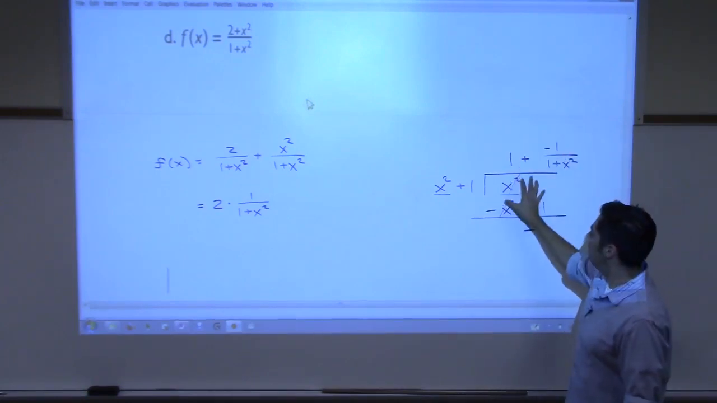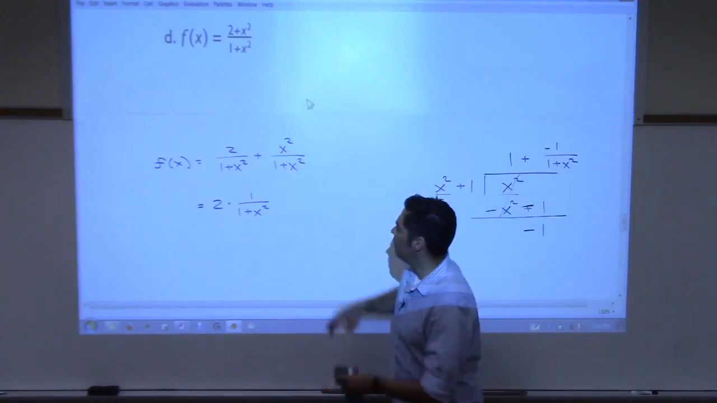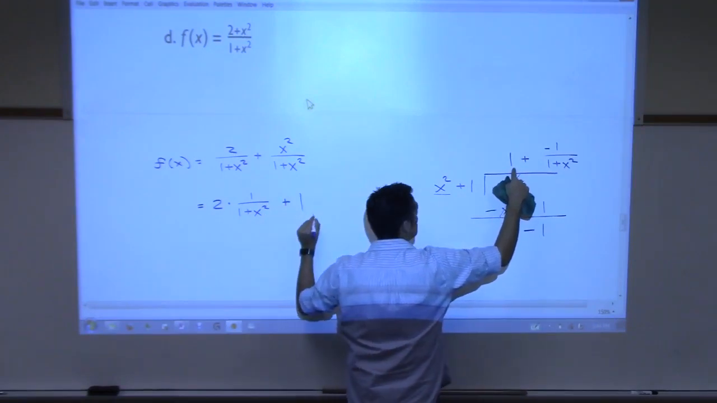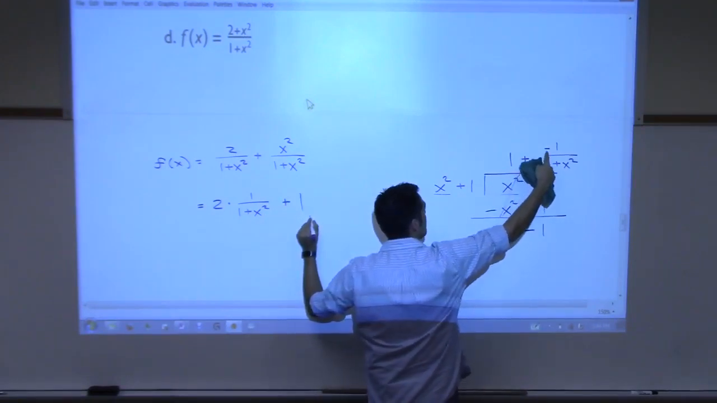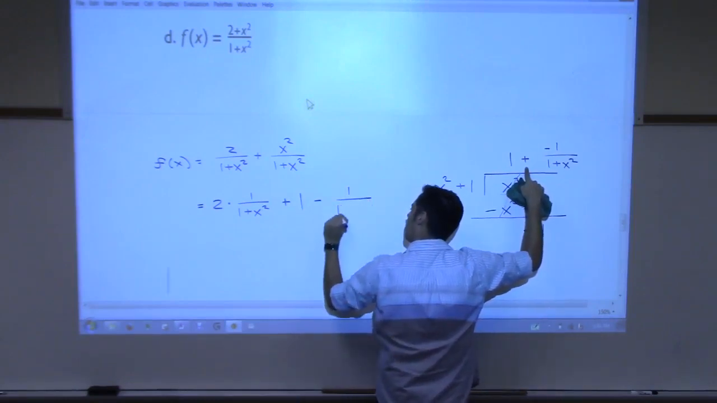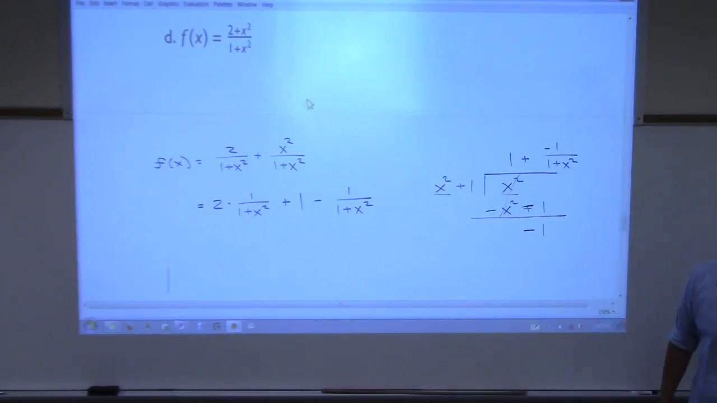So that right here, all that, that's this piece right there. So I'm going to put here plus 1? And then isn't this really a minus because I can drop that negative out? Minus 1 over 1 plus x squared. Yeah.